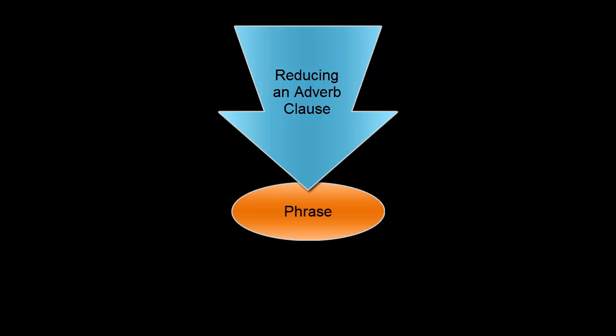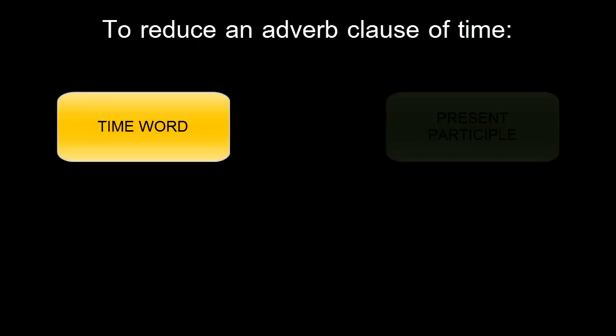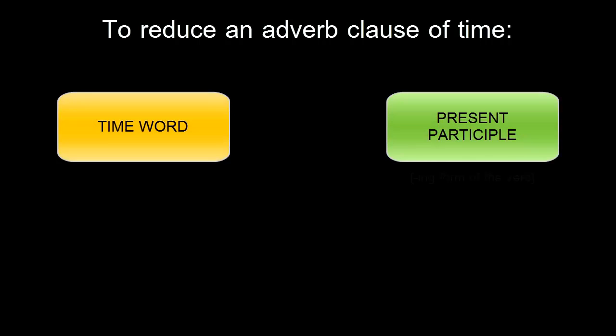Reducing adverb clauses. Reducing an adverb clause means shortening it to a phrase. So to reduce an adverb clause of time, we need a time word and a present participle. That's the ing form of the verb. Look at this example.